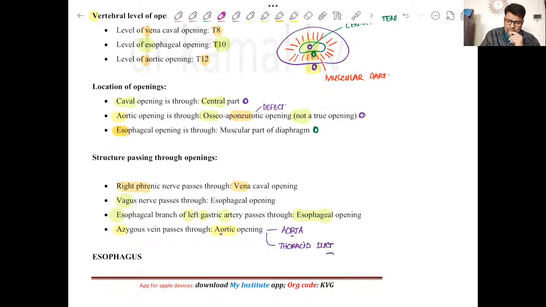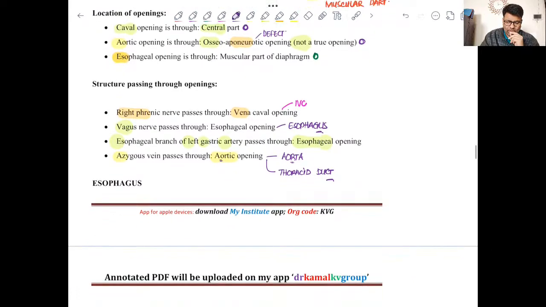Apart from right phrenic, of course inferior vena cava will go. From esophageal, of course esophagus will also go down. So these are the different structures which are crossing through the diaphragm.